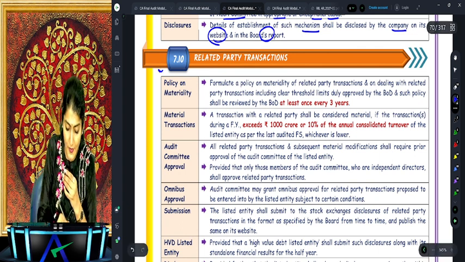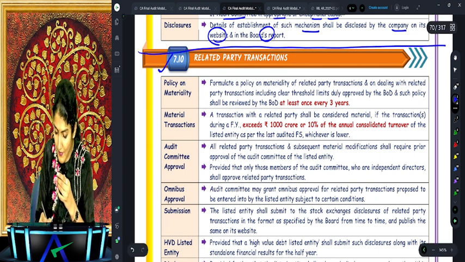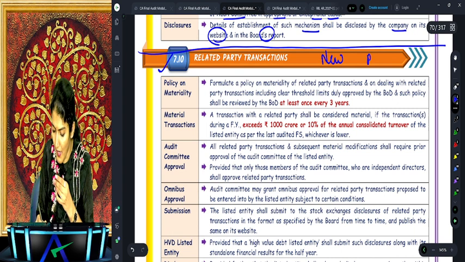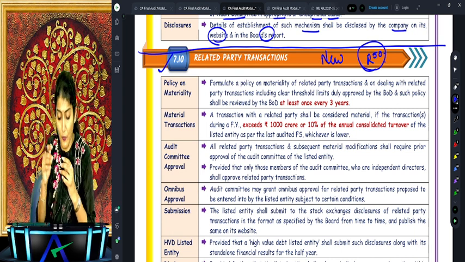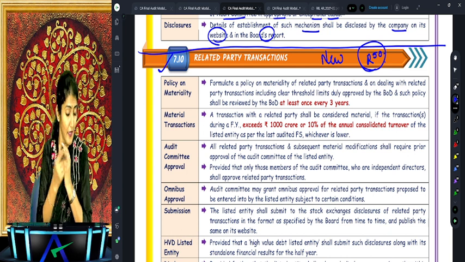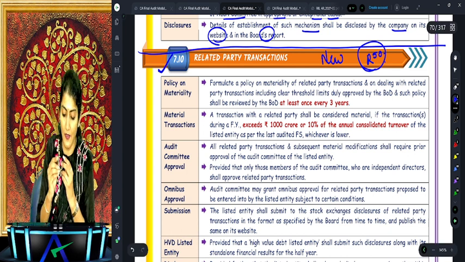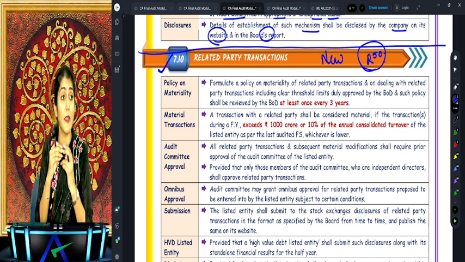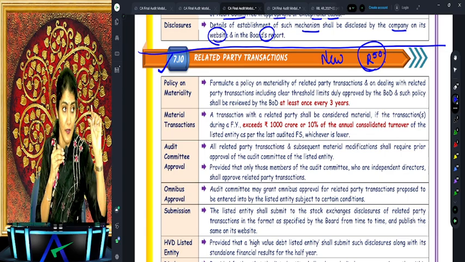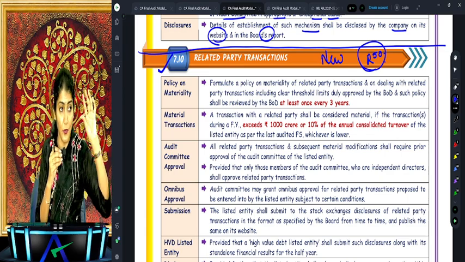Okay, next one is the related party transactions, new heading raised to 50. New entry. This paragraph, this heading was never there. And a separate heading for the related party transactions. Okay, just listen to me carefully. Don't get confused. Listen to me carefully. What I'm telling you, don't get confused.